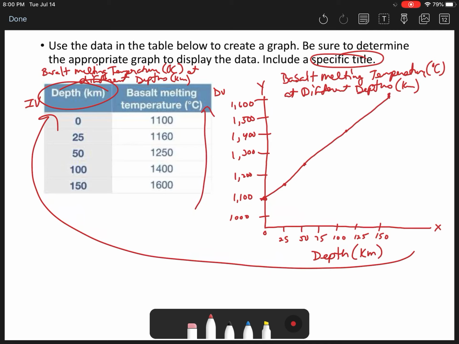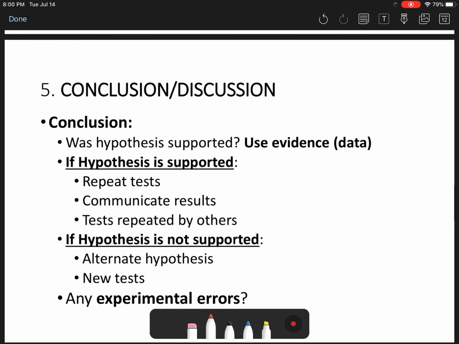And then here is our dependent variable. So I'm going to tilt this in. Switch it. It's the basalt melting temperature, and that's in degrees Celsius. So I have units there too. Now I have this all done. Okay, I have all the different things labeled. I have a specific title. I've plotted my data points out.